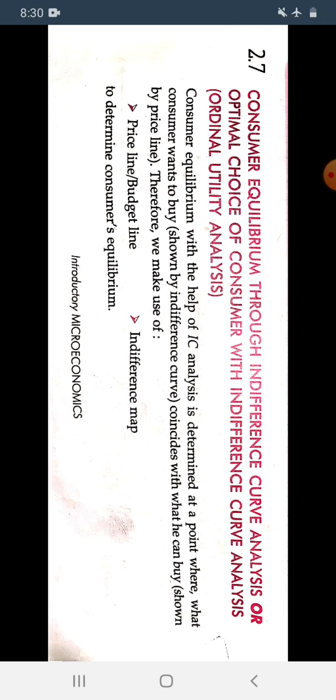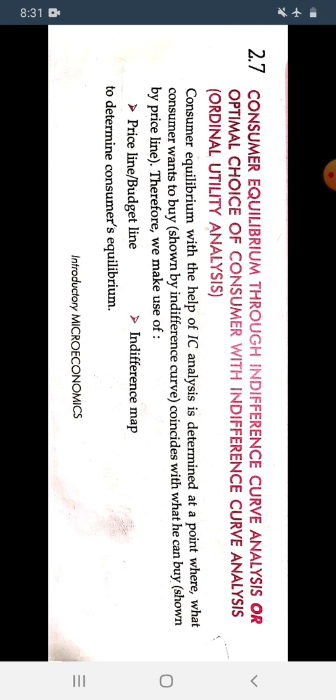Whenever we talk about consumer equilibrium in the case of indifference curves, the consumer will get satisfaction in that situation when what the consumer wants to buy is equal to what he can buy. When both are equal, the consumer will get maximum satisfaction. For this we can use the price line or budget line and the indifference curve.